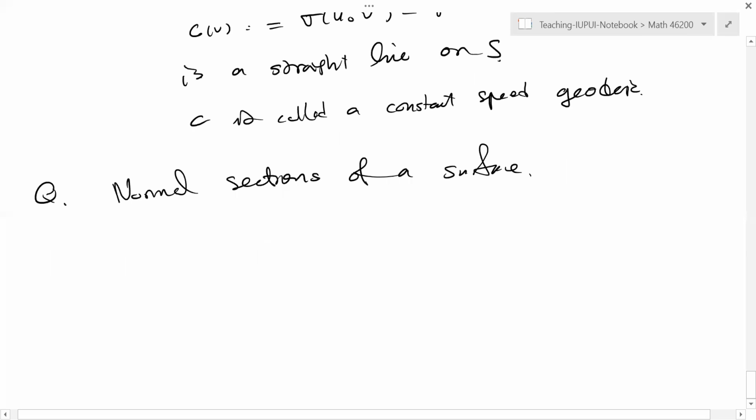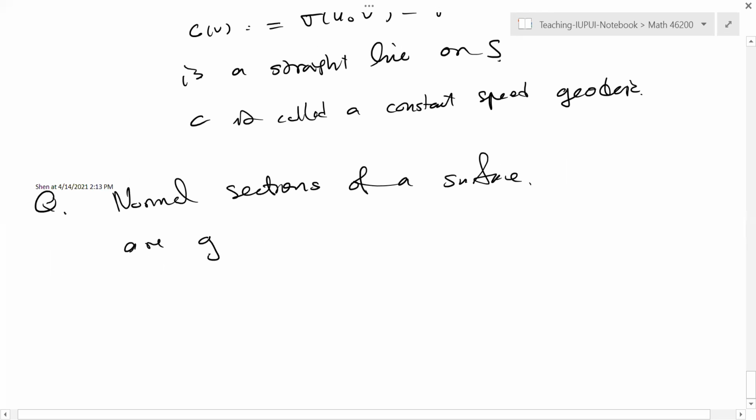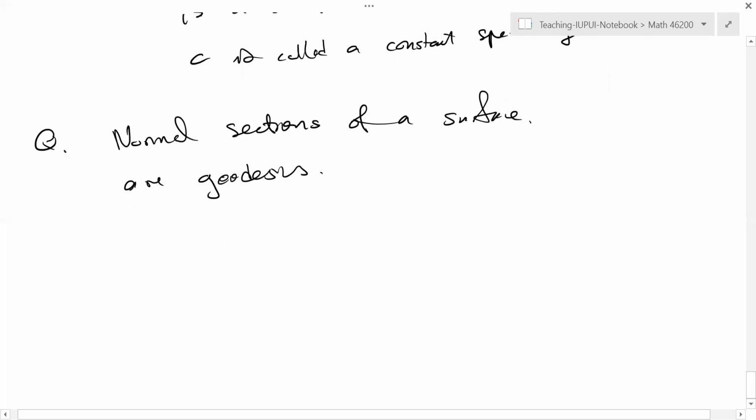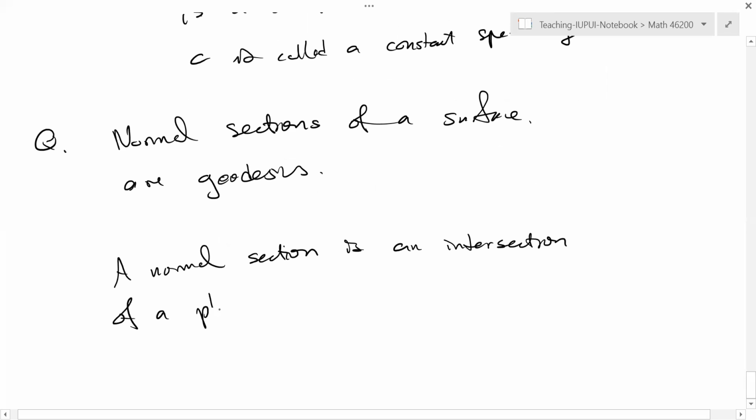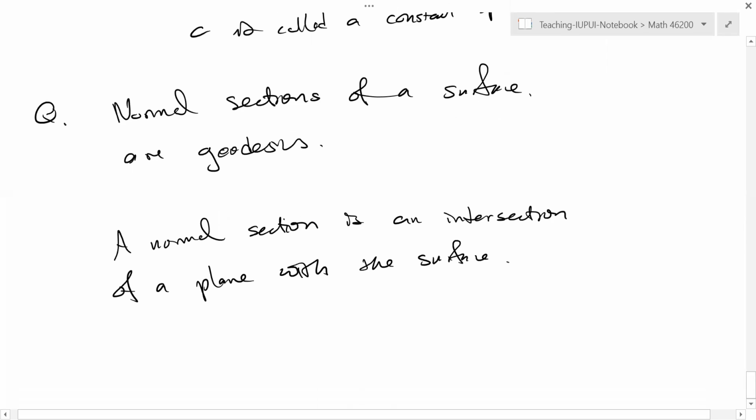What is a normal section? By definition, a normal section is an intersection of a plane with a surface. The plane has the following property.